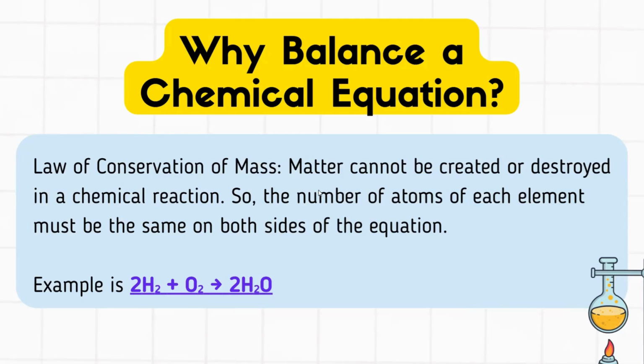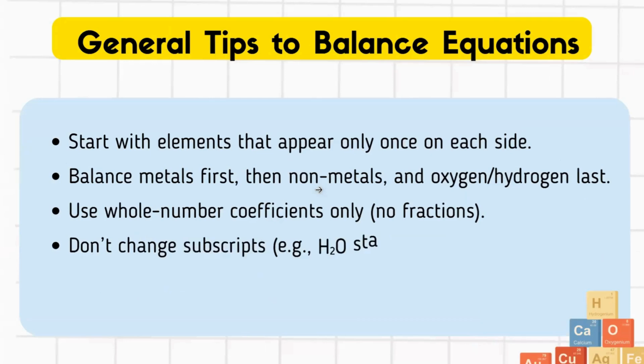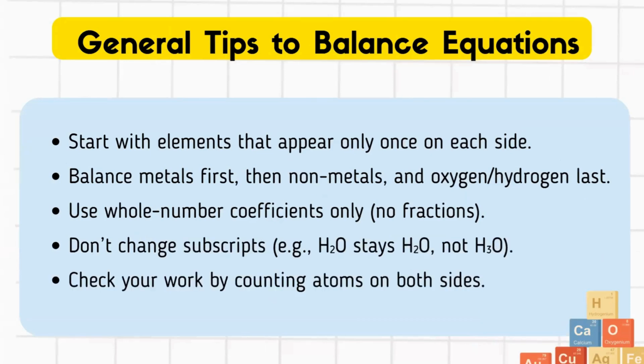Now let's see some examples and general tips to balance the equations. Start with elements that appear only once on each side and then balance metals first, then non-metals, and then oxygen or hydrogen at last. Use whole numbers, coefficients only. No fractions or decimals can be used. And don't change subscripts.